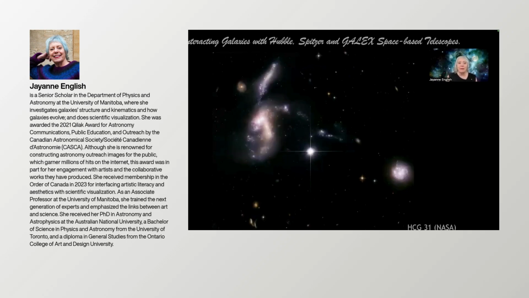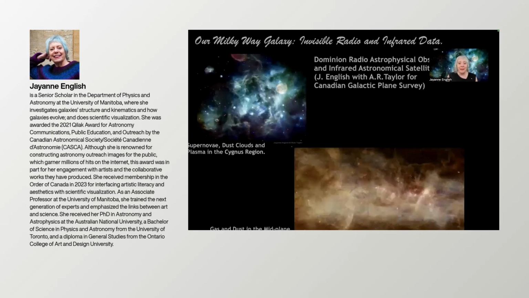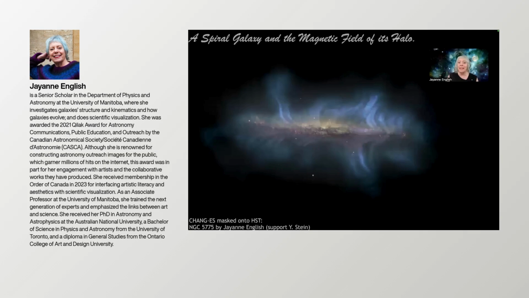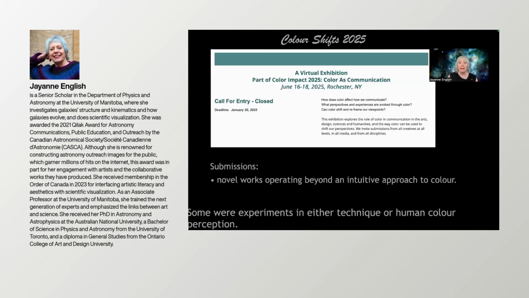Here's an example that uses space-based telescopes to explore interacting galaxies. And here are images from radio telescopes, which the human eye won't see, and also in the infrared. And these are in our own Milky Way galaxy of dust and gas. None of these are paintings or drawings. These are all constructed out of data, as is this one where I've used Hubble Space Telescope data to produce the image of the disk of this galaxy and radio data to produce the tracings of the magnetic field lines emanating from this galaxy.